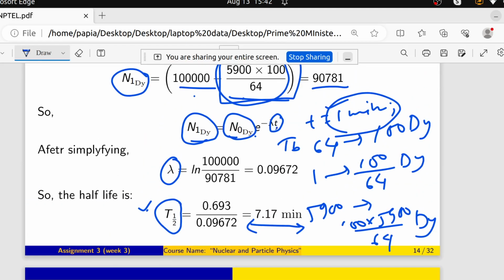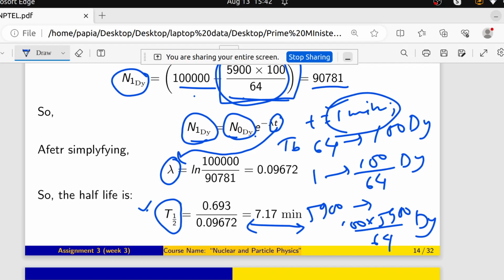Because we have put here t equals 1 minute. You can see that t is not mentioned here, but t as 1 minute is there, and we are converting everything in the unit of minute. So obviously t is 1, that means nothing in that equation is affected. So that's why ln of 1 lakh divided by 90781, which is 0.0967.